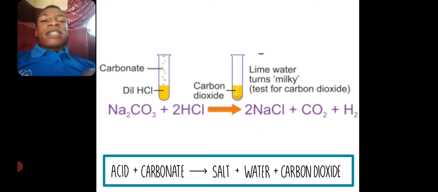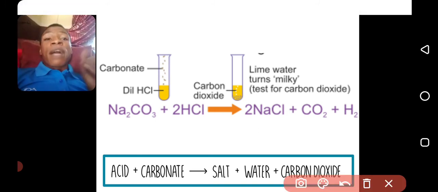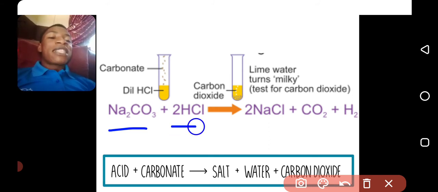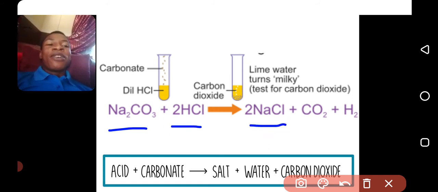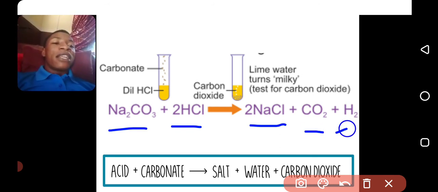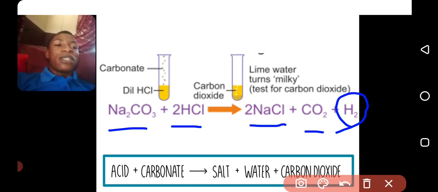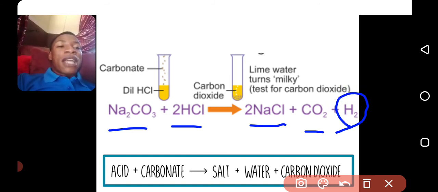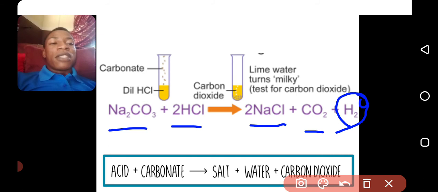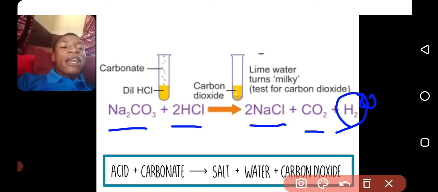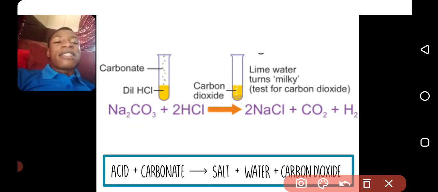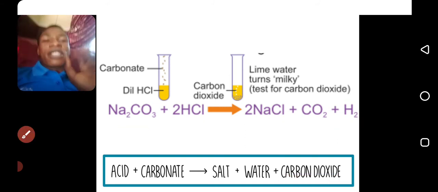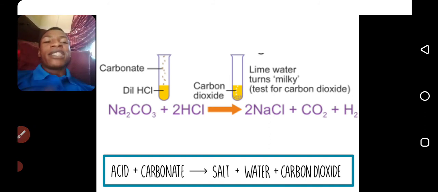Sodium carbonate, Na2CO3, plus acid, HCl, will give you a salt. You can see the salt NaCl plus CO2 and water. We should have water here, not hydrogen. That is a mistake. Water. Now, how do we arrive at this product? Just calm down. The same way we have been doing it.